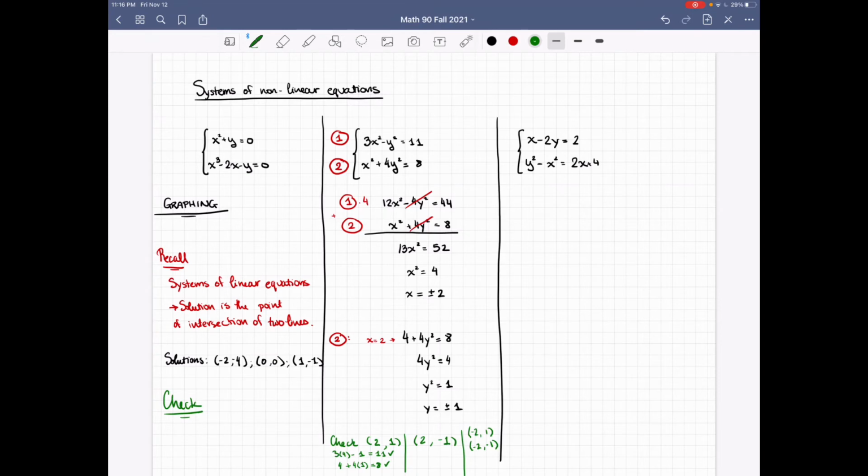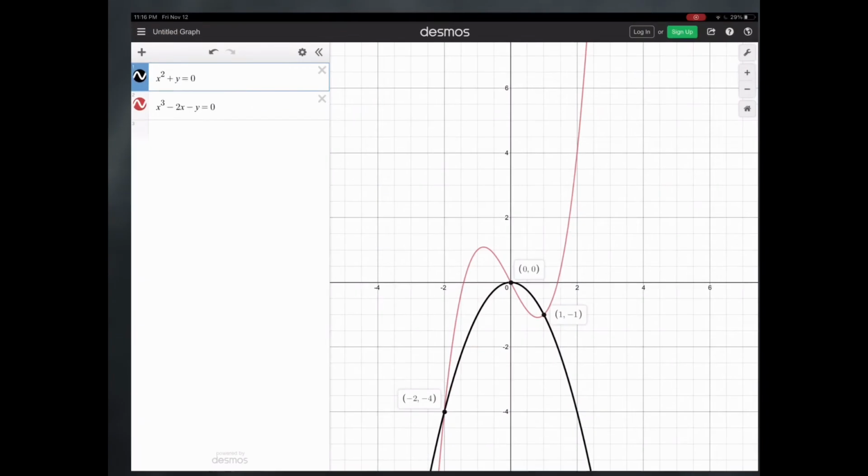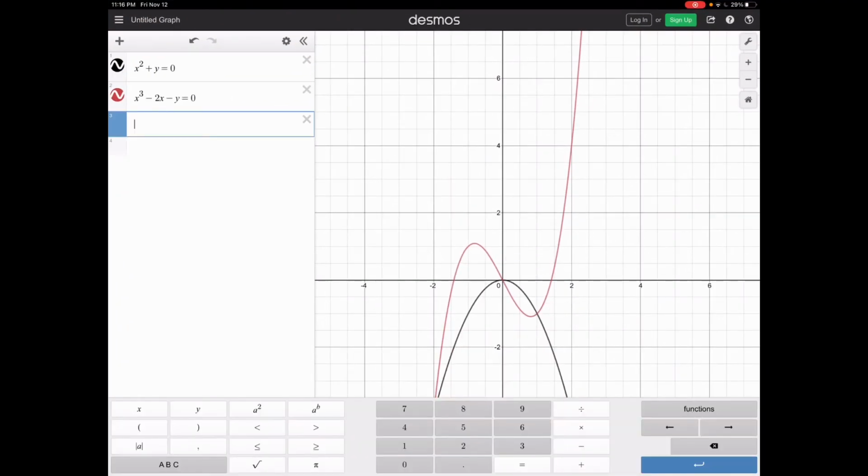So let's see what this looks like graphically. We have 2 equations, so let's put them into Desmos. Our first equation is 3x squared minus y squared is equal to 11.